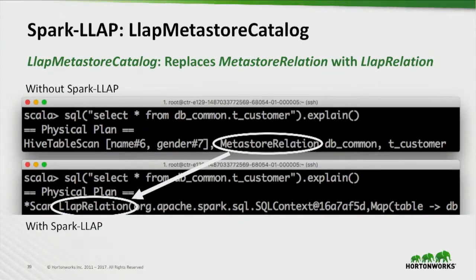So here are a couple of example query plans with and without Spark LLAP. In the top one, in normal Spark SQL, the table access ends up using the metastore relation, which is basically the native Spark table read. With Spark LLAP, that ends up being replaced by an LLAP relation, which represents the table read going through LLAP.